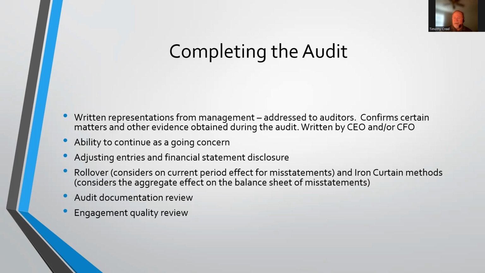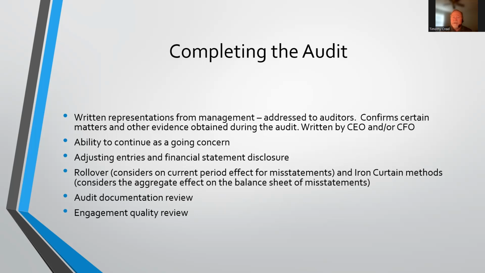Written representations from management addressed to the auditors. This is something you would get from management, and it just confirms certain matters and other evidence obtained during the audit. It's written by the CEO and the CFO. So again, this is just confirmation from management. Remember that during an audit, management is responsible for the financial statements. So this is just a written representation to the auditors that confirms certain things that happened during the audit, evidence obtained and things of that nature.